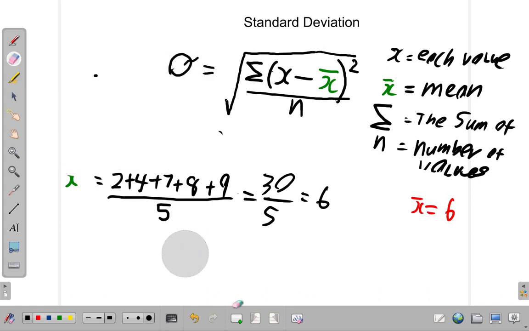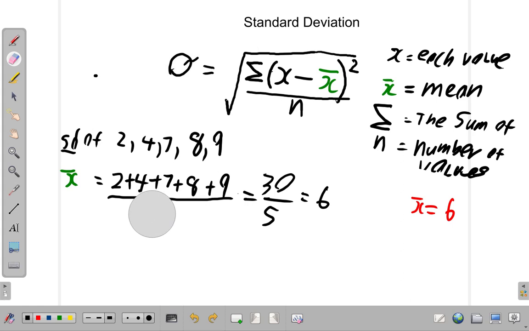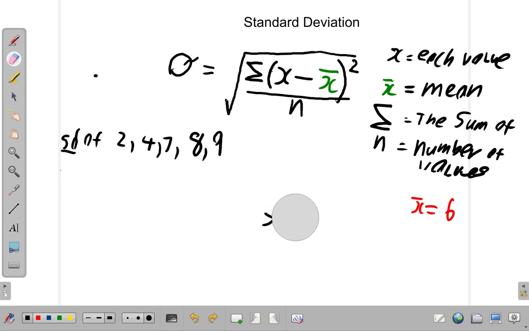Oh, I don't want to erase those. I don't want to erase these at all. Alright. Now, for each, what you're going to have is x minus bar x. So what I can do here is to say x minus bar x squared each time I go along.